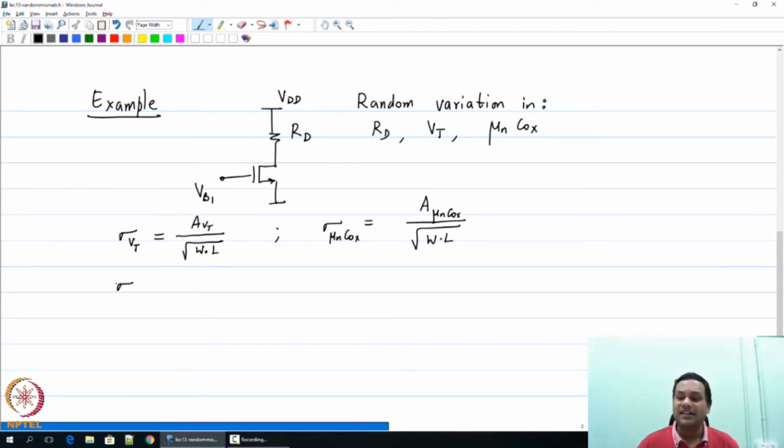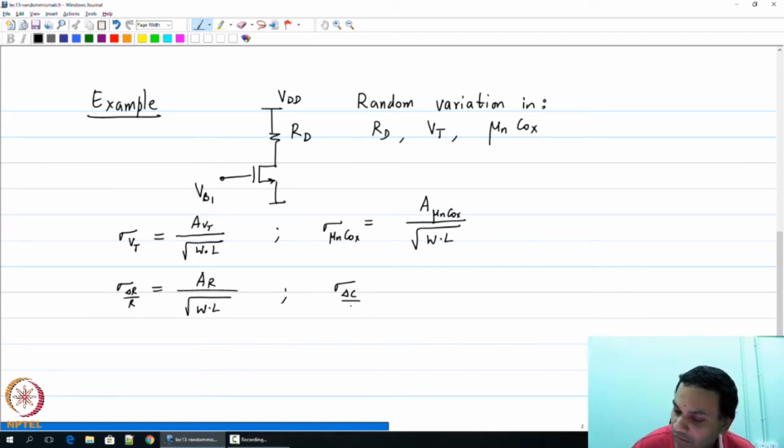The variation of resistors and capacitors is usually represented in a relative manner. So remember that the units of AVT, A mu n Cox, etc. may not be the same. So this would be AR over root of W times L. And finally, if you had a capacitance, this would be AC over root of W times L.